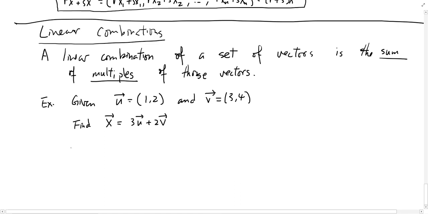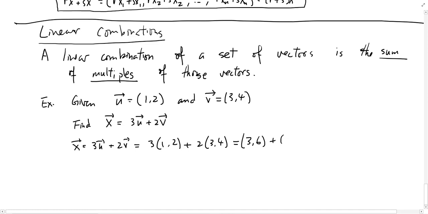So how do you find vector x? Well, very simple. You basically just do the math. So it's 3 vector u plus 2 vector v. Therefore it becomes 3 times (1, 2) plus 2 times (3, 4). Order of operations dictates I'm going to multiply the 3 and the 2 first into the vectors. So 3 times (1, 2) becomes (3, 6), plus 2 times (3, 4) becomes (6, 8). And then now I can add these two vectors together, and it becomes (9, 14).